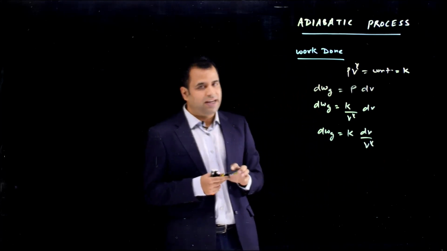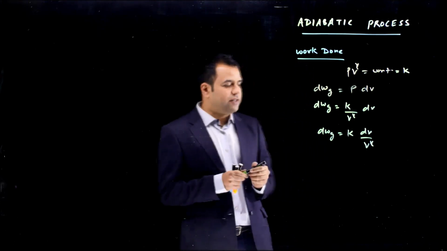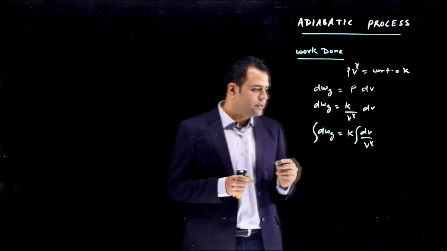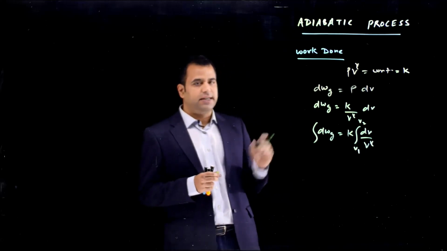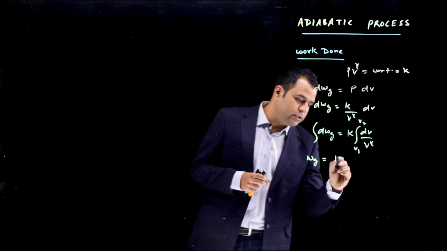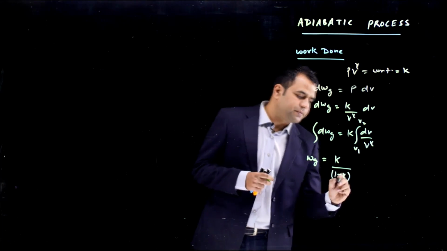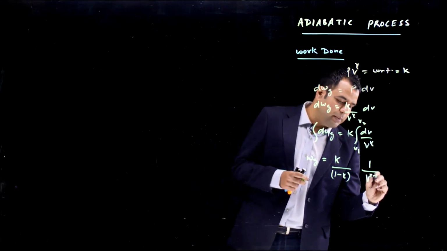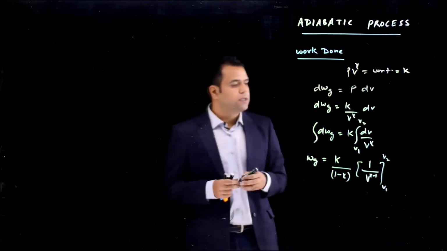So now you see we have only two variables, volume and work done, W. So let's integrate this function. If I integrate this function from V1 to V2, where V1 and V2 are the volume at state 1 and state 2, it will be equal to Wg equals K times, if I integrate this function, we'll get 1 upon 1 minus gamma, times 1 upon V to the power gamma minus 1, from V1 to V2. Okay.